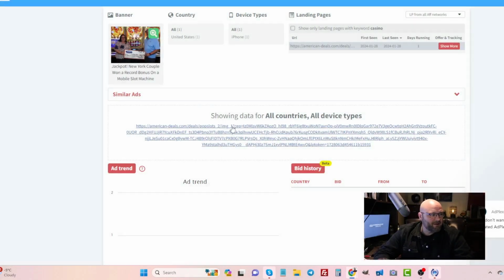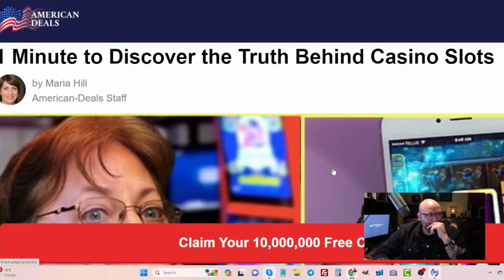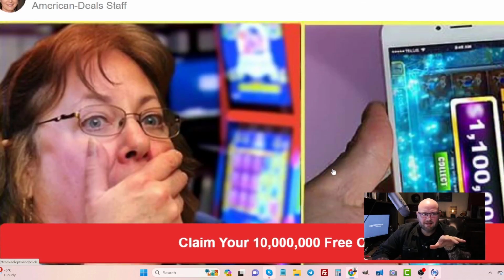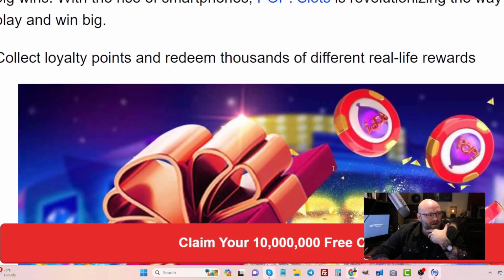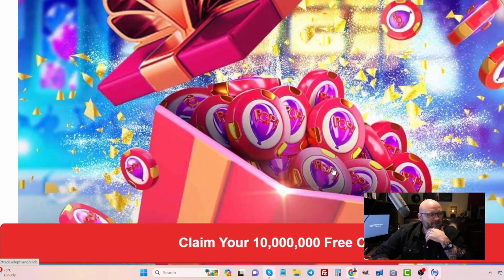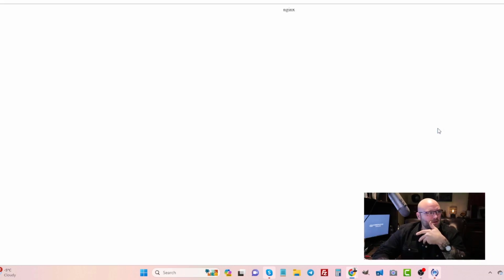But let's have a look at the landing pages people are running. Here's one coming up here, and you can see here: 1 minute to discover the truth behind casino slots. So they're doing an advertorial. You can see this is a mobile page, that's why it looks so big on my screen right now. But basically, it is an ad here for slots, and if you go, it's probably going to take you to a casino.